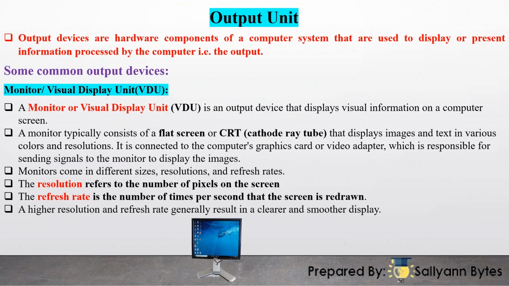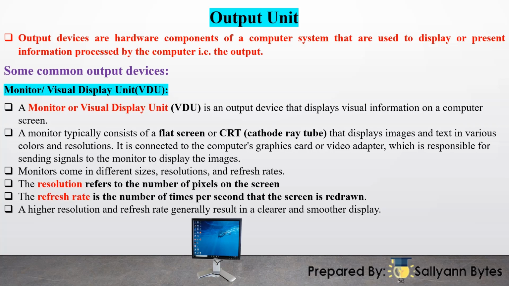Let's discuss the output unit. Generally, output devices are hardware components of a computer system that are used to display or present information processed by the computer. That is, the output. Some common output devices: Monitor or Visual Display Unit, VDU.